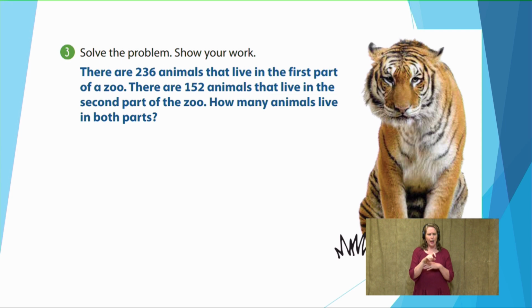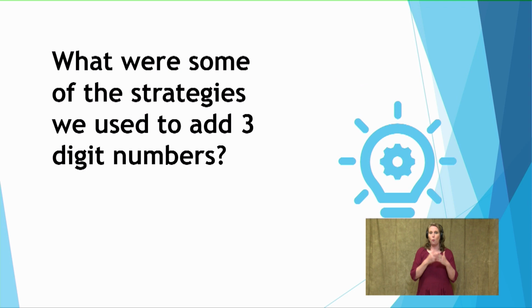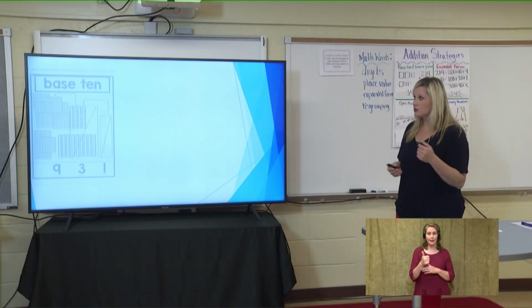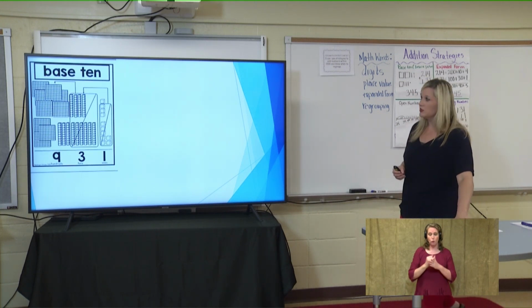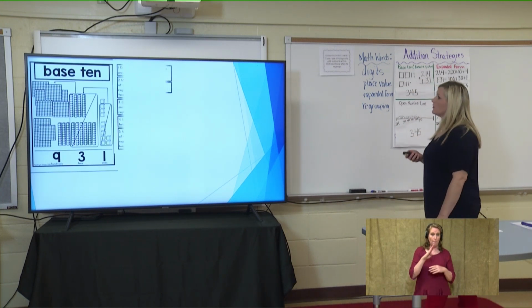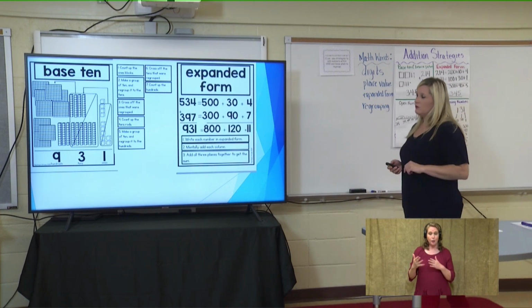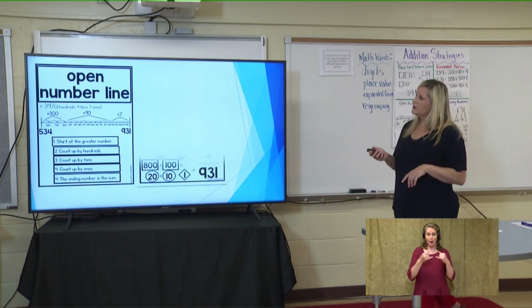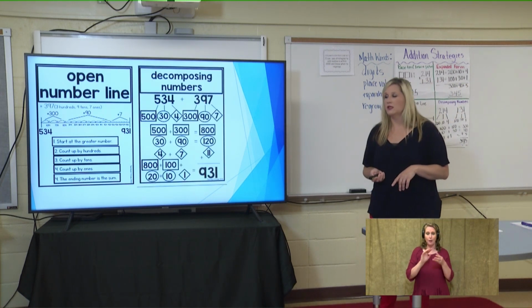So there's many different strategies that you could use. What were some of the strategies that we talked about to add three-digit numbers? That's right, I think I heard someone say the base 10 strategy, and that is right. That was one of the strategies that we talked about. Base 10, where we could make a quick picture and draw our base 10 blocks, or we could actually use our base 10 blocks. Another one was expanded form. The other strategy we talked about was an open number line. And we also talked about decomposing numbers.